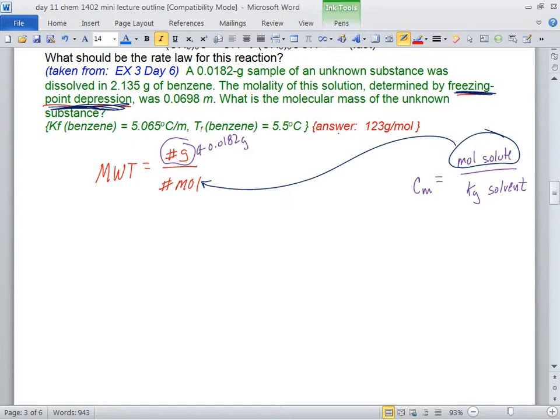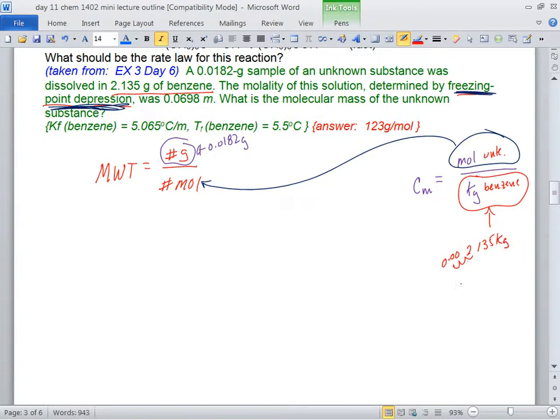What sometimes might help you is, instead of writing exactly what the equation sheet says, change it a little bit for the problem. The solute's the unknown. The solvent is benzene. And then it might be easier to see. So this, we know, is right here: 2.135 grams. If I want to make that kilograms, move the decimal place how many times? Three, and make it smaller. One, two, three. 0.002135. And now it's kilograms.